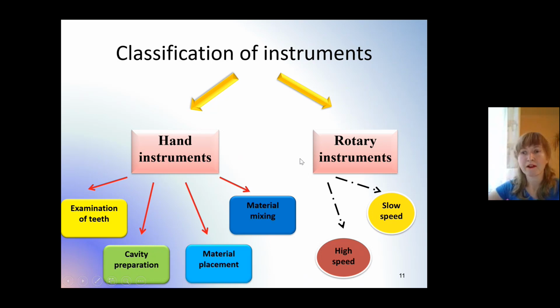Instruments can be classified in two broad categories: hand instruments, rotary instruments. Hand instruments are for teeth examination, for cavity preparation, for material placement and material mixing. Rotary instruments, it is hand pieces and attachments to hand pieces. Hand pieces can be slow speed, high speed.